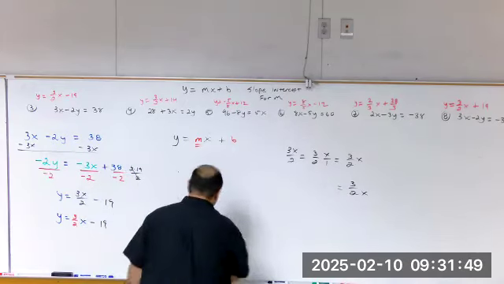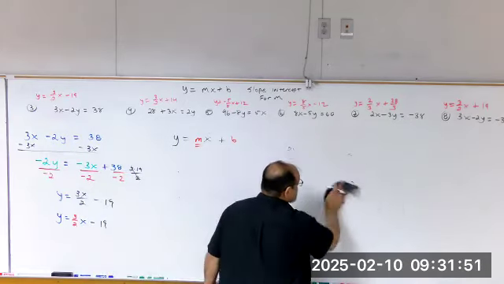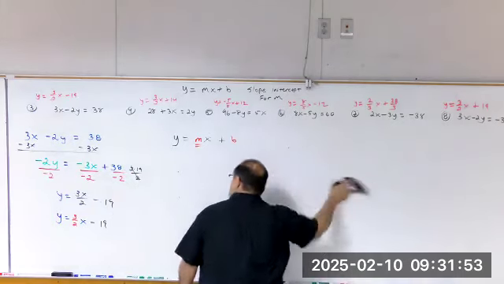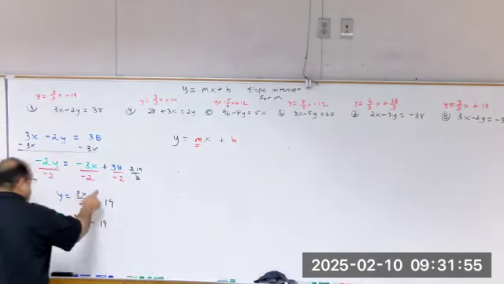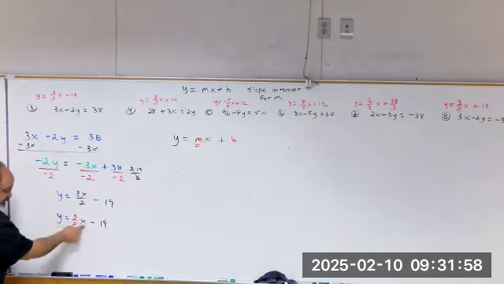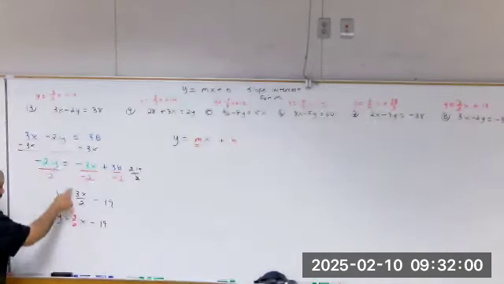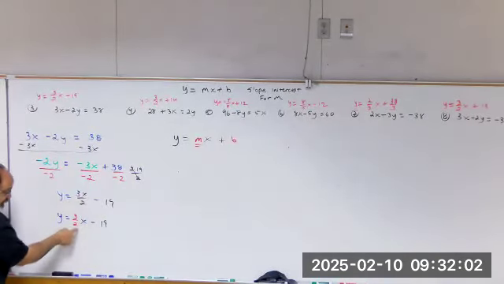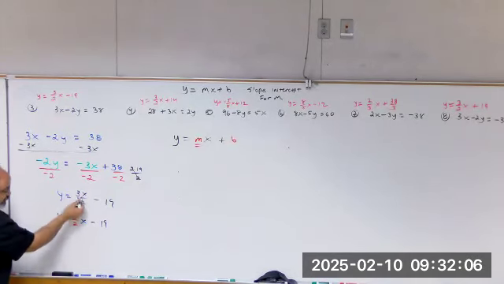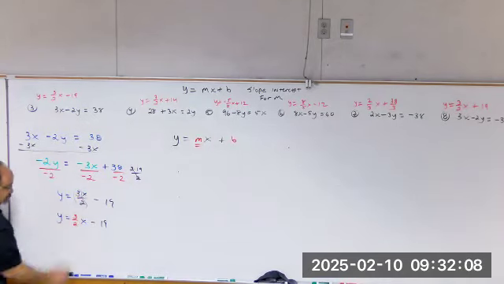Okay? So be careful. So when I did this, 3x over 2, it is 3 over 2 times x. So if you see this, it's technically this. You don't have to rewrite it as long as you recognize that is my slope. 3 over 2.